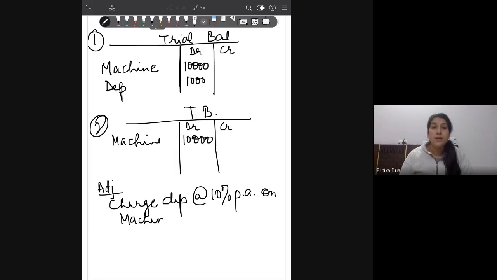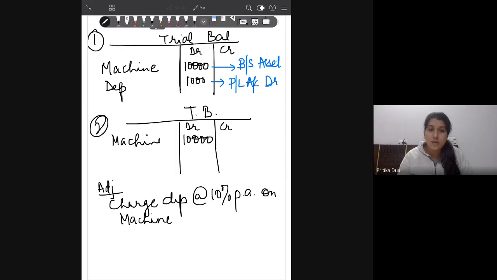Okay. So when the first case is given to you, your depreciation is already given in the trial balance. So there is no adjustment that needs to be made. What you will do is in the balance sheet on the asset side, you will write machine as 10,000. Depreciation being an expense, P&L account में डेबिट साइड पर आप डेप्रिसिएशन को पुट कर दोगे 1,000. Okay, so this is a simple case, यहाँ पर कोई भी एडजस्टमेंट नहीं करनी.